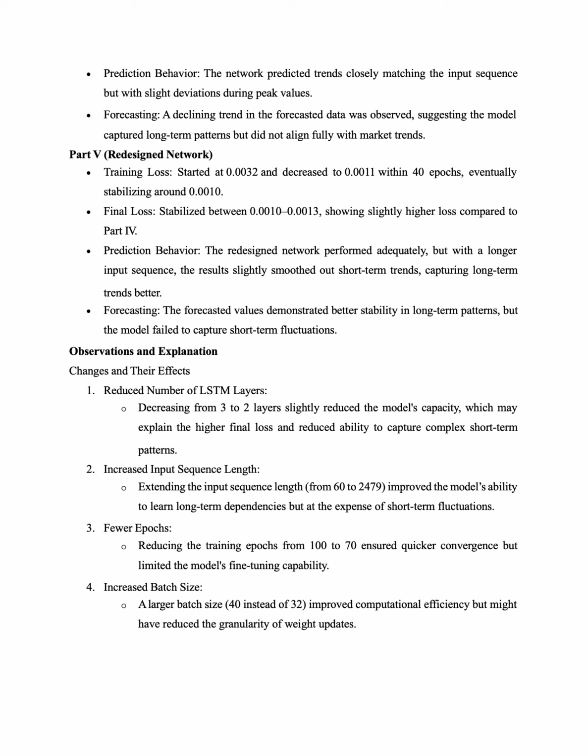In part 5, the training loss started at 0.0032 and decreased to 0.0011 within 40 epochs, eventually stabilizing around 0.0010. The final loss stabilized between 0.0010 and 0.0013, showing slightly higher loss compared to part 4.